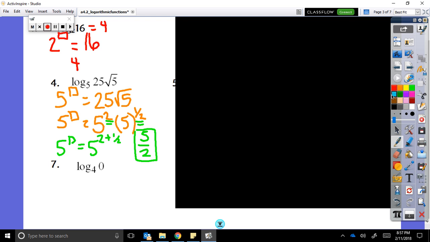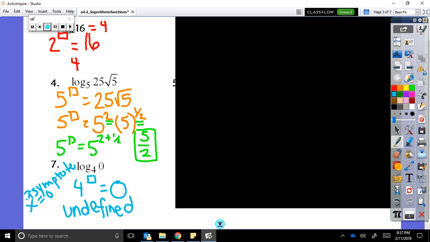All right, last one that I'm going to do with you, and then I want you to try some. 4 to the what power is 0? Okay? Now I want you to think back to what we did yesterday. When we were doing exponents, if you remember, our asymptotes were at what? At x equals 0. Okay? We can never have an exponential that reaches 0. This one is undefined. Okay? Log is not defined at 0.